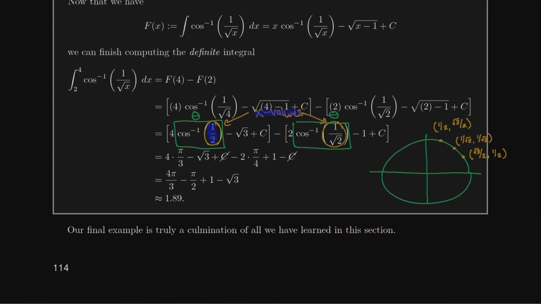In the first case, I have an x value of 1/2. That shows up right here. So we're asking for the angle measurement associated to this x value. That angle measurement is going to be pi over 3. And so that's why you can see I've replaced the first case with pi over 3.